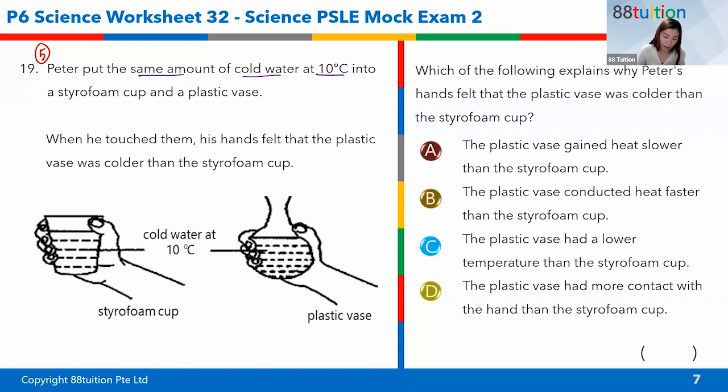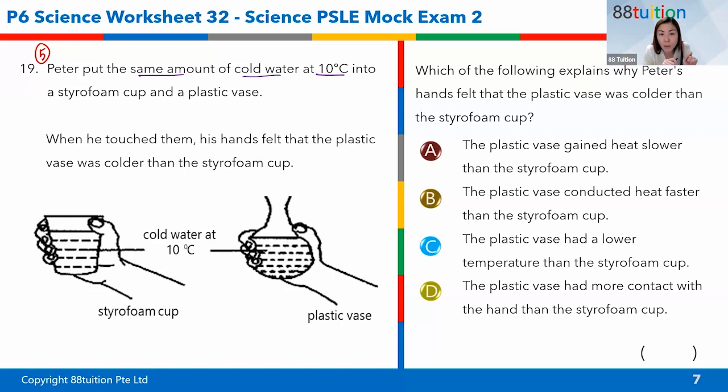In this case, we are talking about heat transfer. Heat always transfers from a hotter place to a colder place. So which one is hotter, the hand or the cold water? Of course, it's the hand. So you expect heat to flow from Peter's hand to the material. Because the cold water inside is at the same temperature, that tells you how good or how poor that material is in terms of allowing heat transfer.